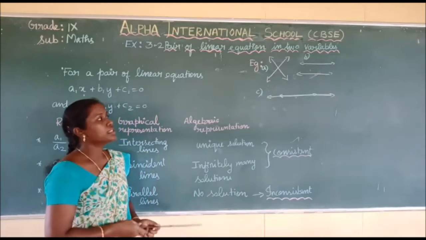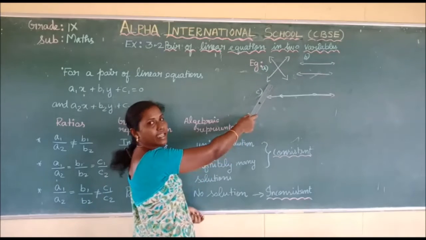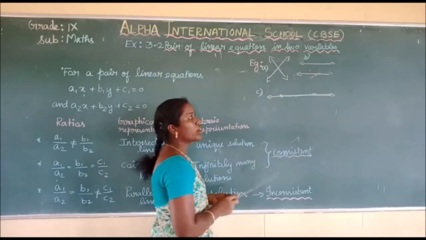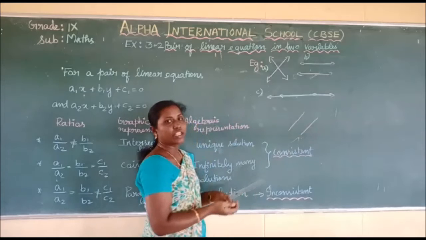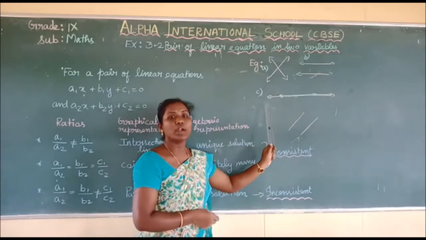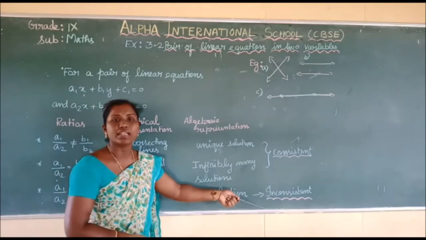So see here, if you get such a graph on your graph sheet, it means it is intersecting lines. It intersects at only one point. If you are getting such graphs, maybe not exactly like that, like this also you can get. In any direction, if you are getting parallel lines, there is no solution. If one line lies on the other, there is no solution, so it is inconsistent.